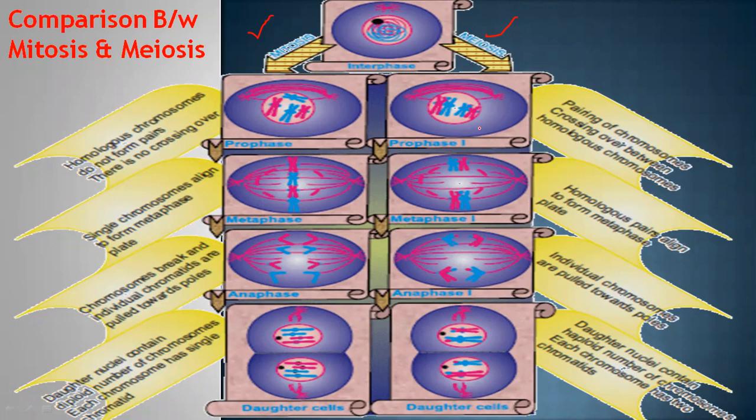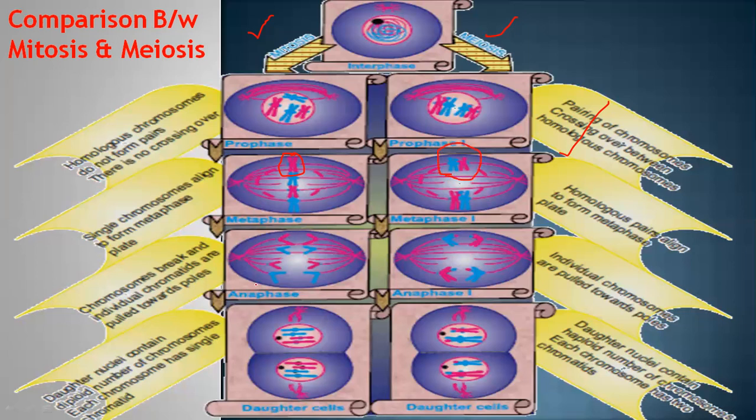All the changes are going on in meiosis 1, in prophase 1 especially. Here the homologous chromosomes do not form pairs, so no crossing over. Here the pairing of chromosomes is done, so crossing over is done. Here the single chromosome is attached or aligned at the metaphase plate, but here the chromosome pairs form the metaphase plate.